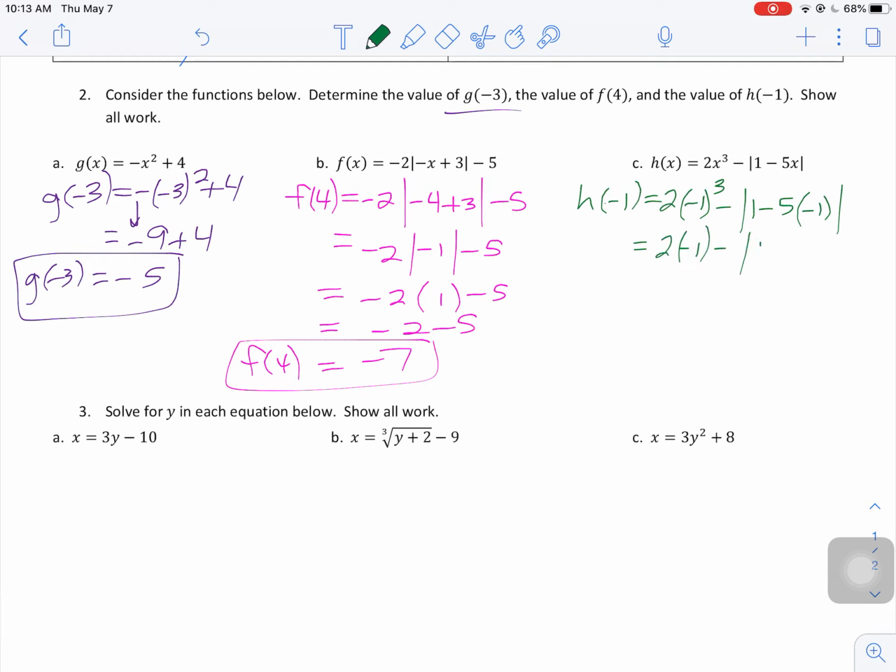And then inside the absolute value bars, do your multiplication. -5 times -1 is +5. Back up in the front, 2 times -1 is -2. Inside my absolute value bars, 1 plus 5 is 6. Absolute value of 6 is 6. And then -2 minus 8 is -8. So h of -1 equals -8.